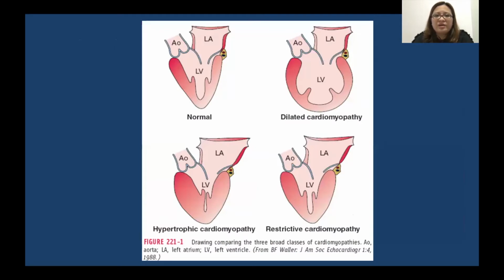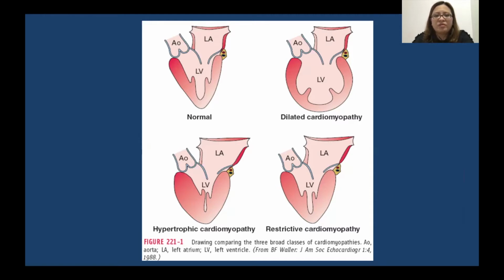So this diagram shows to us the normal and the three types of cardiomyopathy. What we want to appreciate in this diagram is the left ventricle, the cavity, and the walls. So for the right upper picture, that is your normal left ventricle. And beside it is the dilated cardiomyopathy. As you can see, the LV cavity is dilated, but the walls are not thickened.